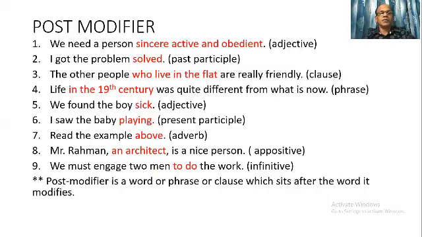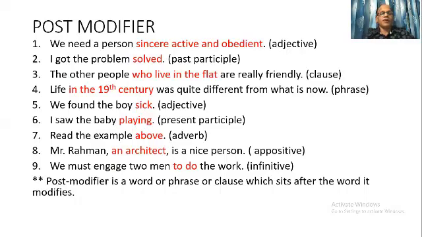Number three, the other people who live in the flat are really friendly. Who live in the flat is a clause, and it is an adjective clause. It modifies the noun people. It explains the noun people. So it's an adjective clause here. Number four, life in the 19th century was quite different from what it is now. In the 19th century is a phrase which qualifies the noun life. So it's an adjective phrase.